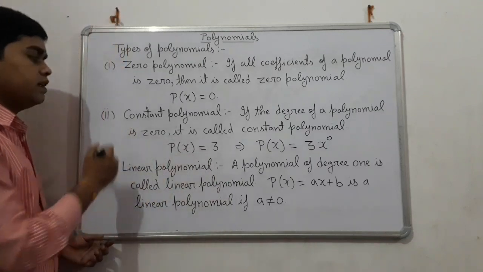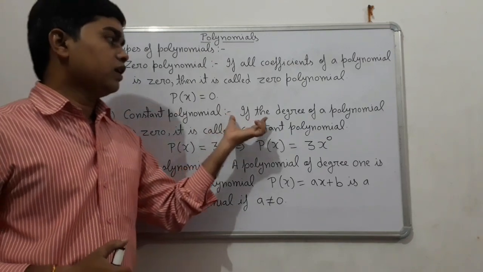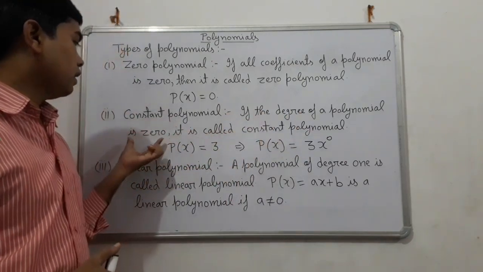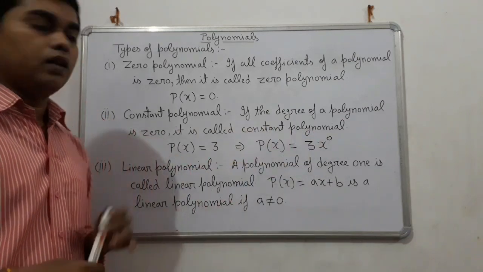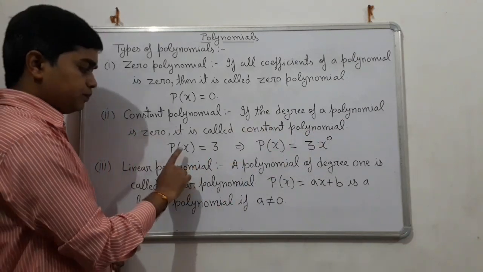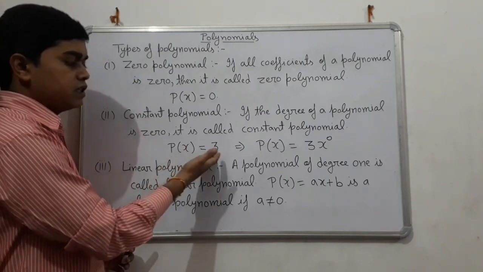Okay. Second is constant polynomial. So what is constant polynomial? If the degree of a polynomial is 0, then it is called constant polynomial. Let us see with an example. Suppose we have a one polynomial p(x) is equal to 3.